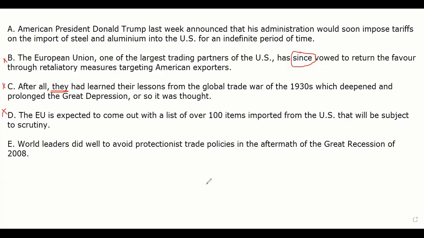Very nice. Both A and E are appropriate, but you have to choose between them. A talks about Donald Trump announcing last week, which is a very recent thing. E talks about world leaders avoiding protectionism after the 2008 recession, which is more in the past. That's why E can be the first.